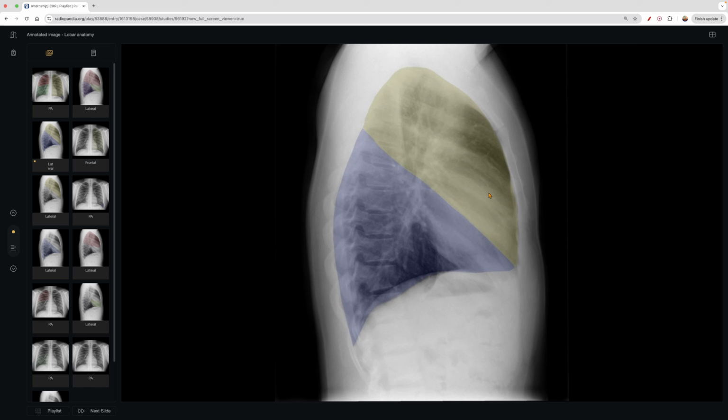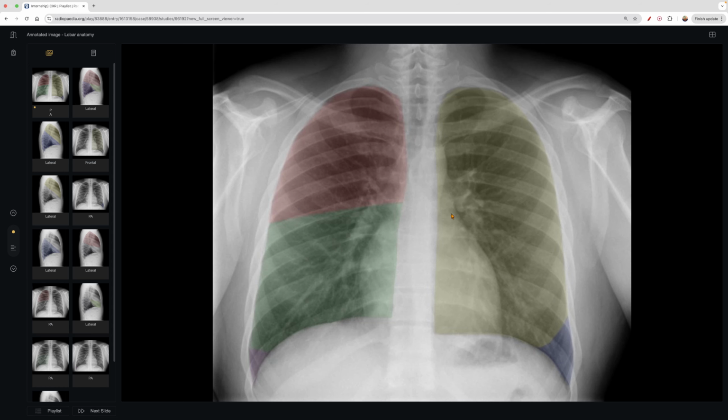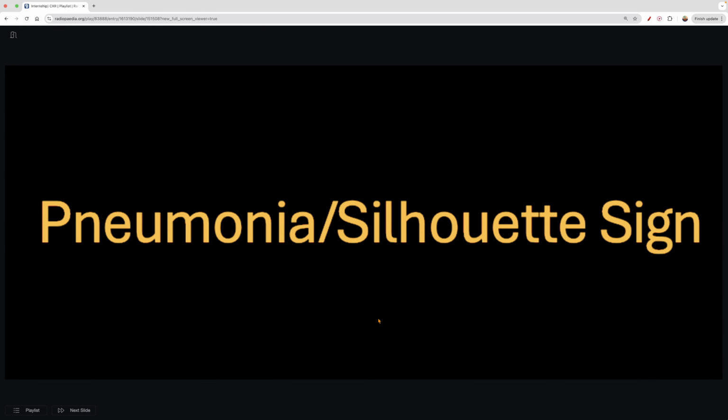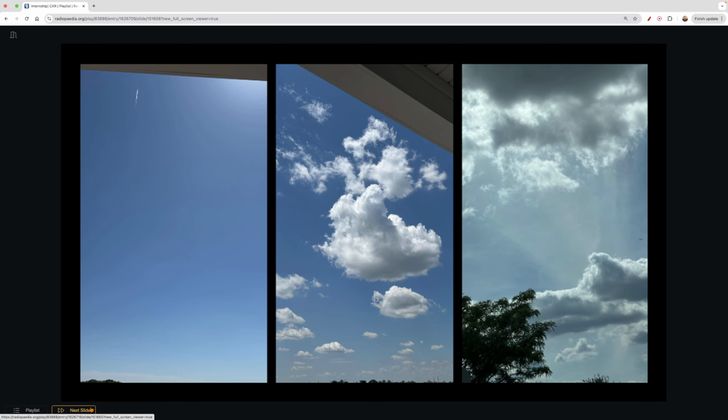And you can see how pathology could be confusing because we have a 2D image, right? And it's hard to tell spatially if something's in the front, inside, behind. And this just highlights that aspect. So let's talk about pneumonia and the silhouette sign. This is how we're going to distinguish the lobes from each other.